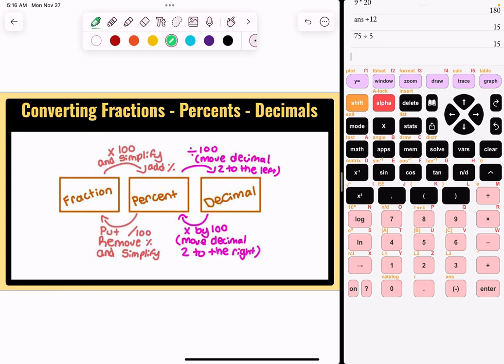So fraction to percent, you divide it, so you'd end up getting a decimal, and then you times it by 100. Now a percent to a decimal, you would divide the percent by 100 and move the decimal, or you can move the decimal 2 places to the left. Now if you want to go the other way, if you want to get a decimal to a percent, you times by 100 and you move the decimal 2 places to the right. If you want to get a percent to a fraction, you would put the percent over 100, remove the percent sign, and simplify.